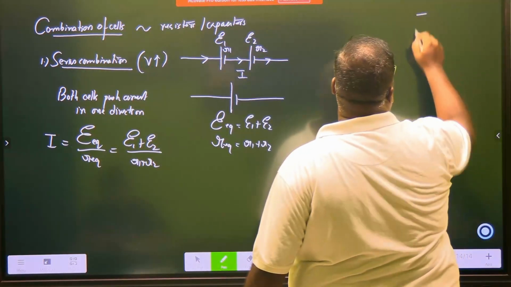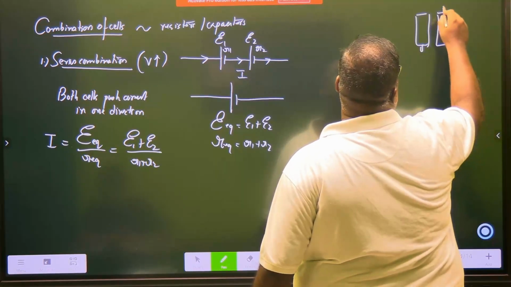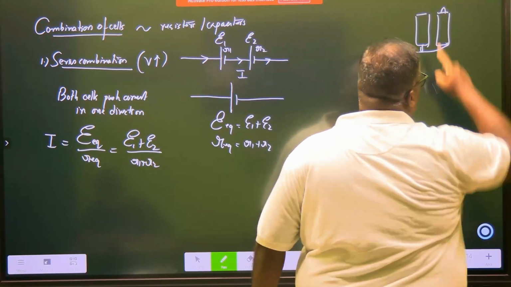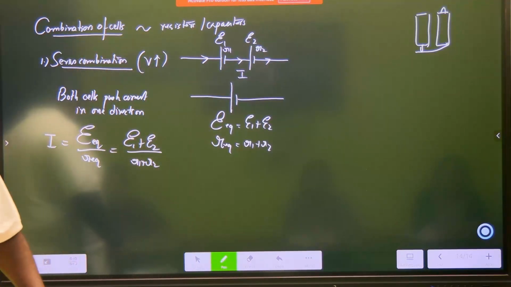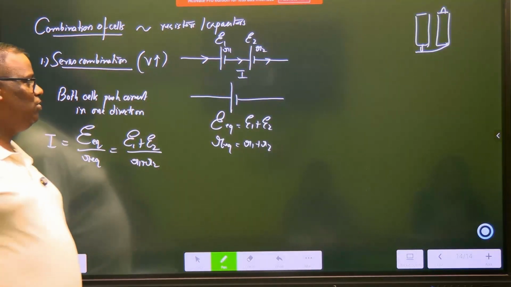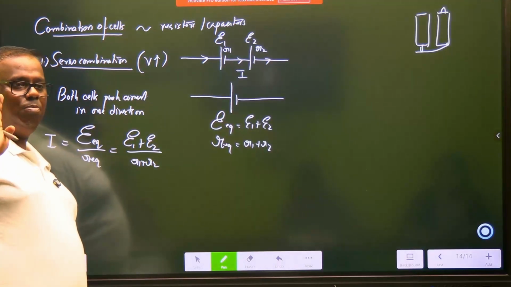You will see always one cell will be like this, other cell will be like this, and a plate will be here on this side. It's basically a series combination. Just to reduce the space, they have connected in that manner. So when do we use series? We will use series when the voltage is our priority, current is not.